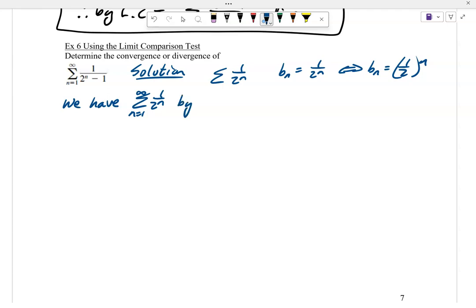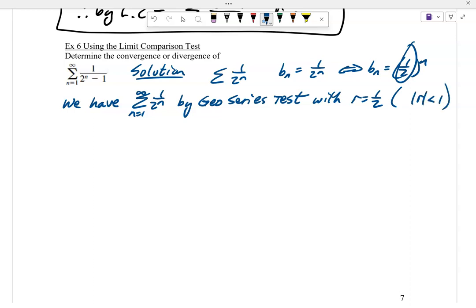Well, by the geometric series test, we have r being 1/2. That's multiplying by 1/2 each time. So the absolute value of r is less than 1, greater than 0. It converges. This thing will converge by the geometric series test. And so now we can use the limit comparison test.